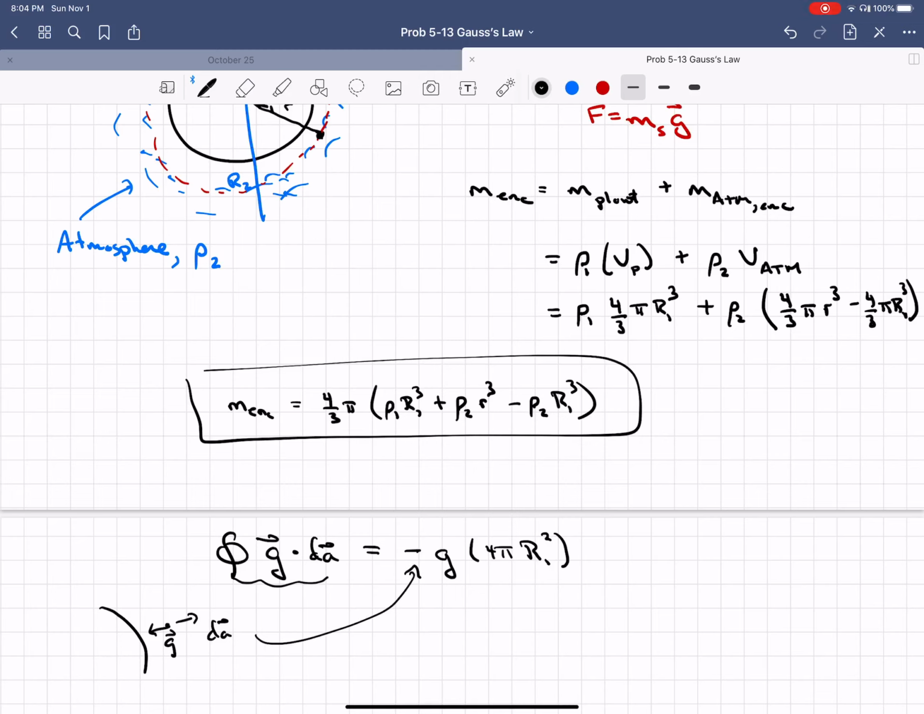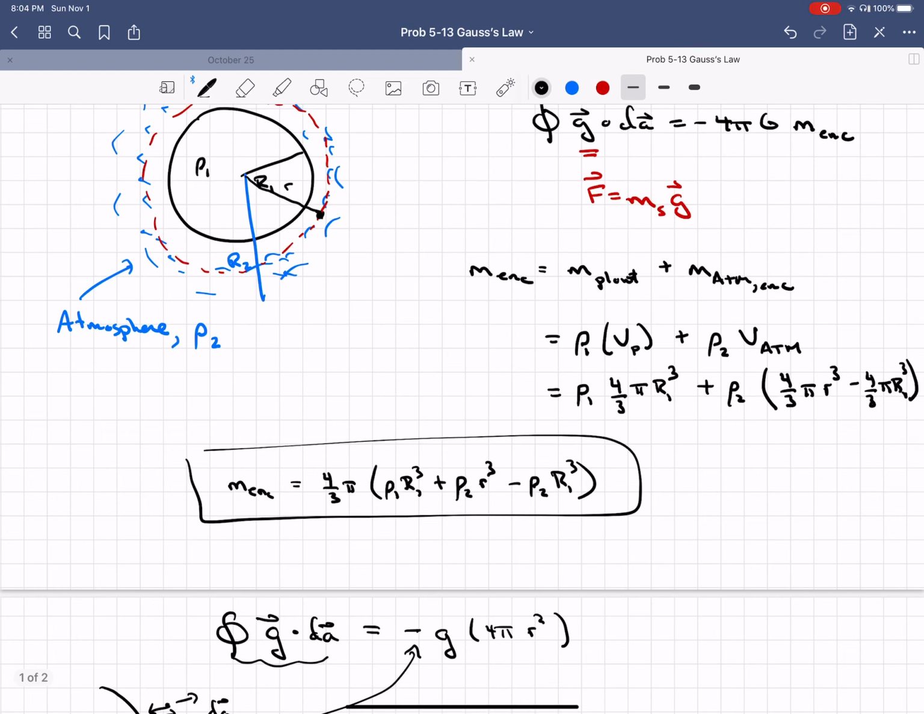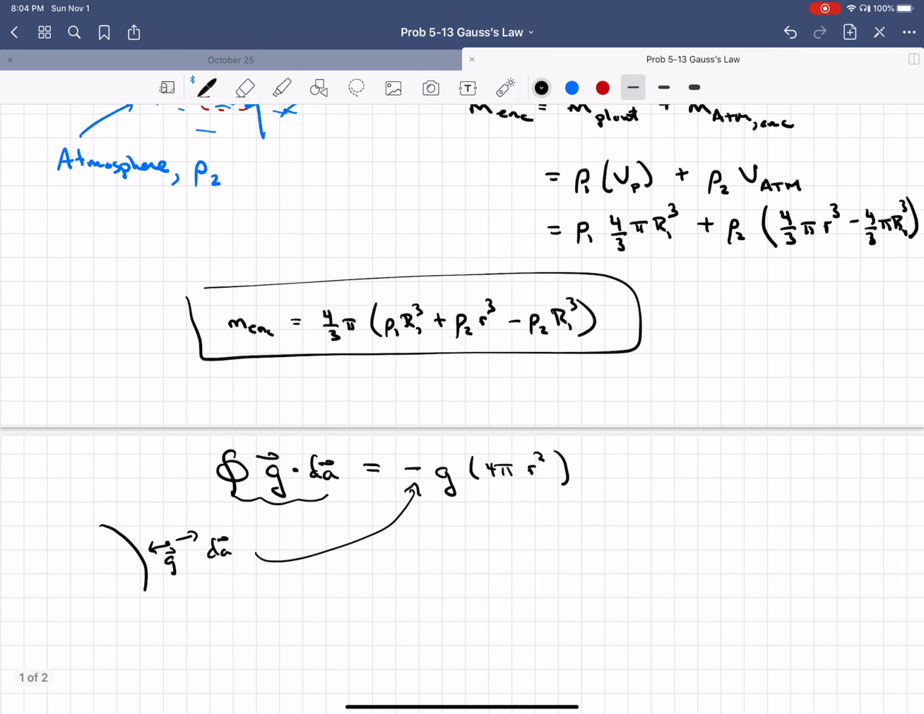And because I have spherical symmetry, the G is going to be constant everywhere at that same radius. And what I need then would be the surface area of the sphere where I'm located. So this red sphere that I'm working at has a surface area of 4 pi little r squared. So little r is my radius to the sphere.